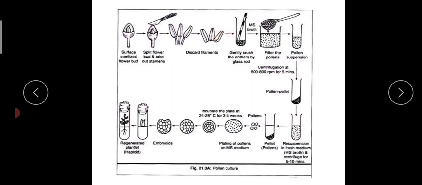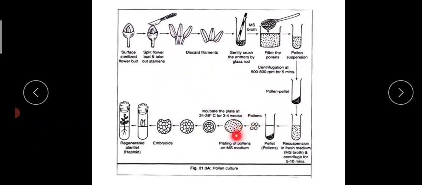Pollen grains will be released, and after that we filter the squeezed material so that we can separate the debris of anthers and get only the pollen suspension. The filtered pollen suspension is centrifuged to get the sediment. We need only the sediment. This pollen we use for culturing, either in a solid medium or in a liquid medium.